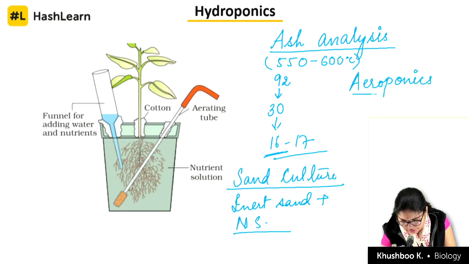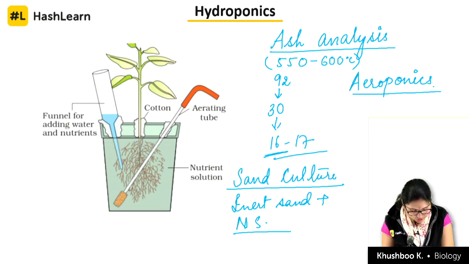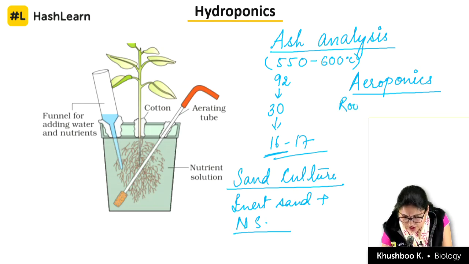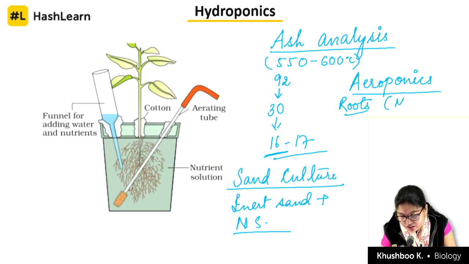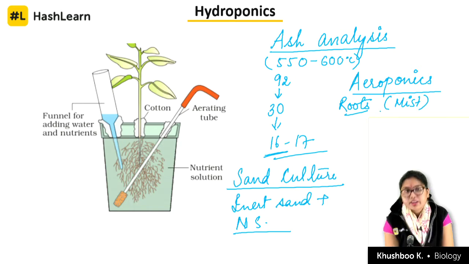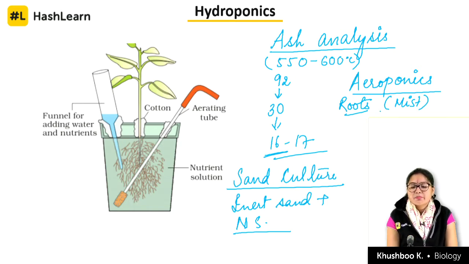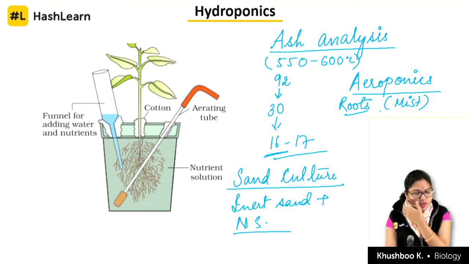Aeroponics. In aeroponics, the plant is grown with the roots bathed in nutrient mist. Okay, so not in solution form. The roots are bathed in nutrient mist, and from there the plants take up the nutrients and grow. This is used for growing citrus and olives. Citrus plants and olives, this technique we are already using.